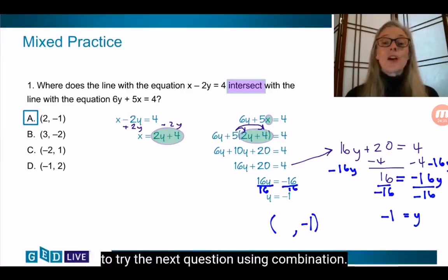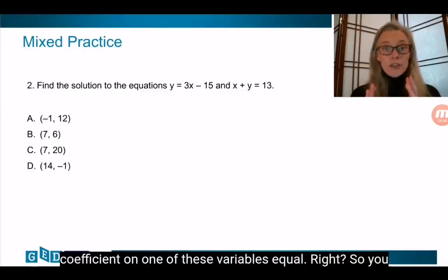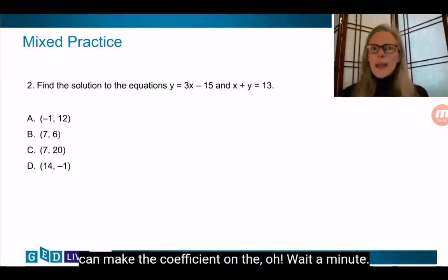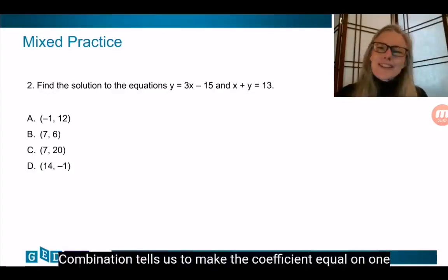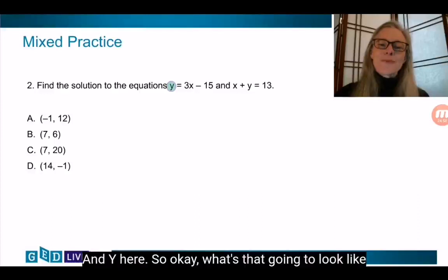Let's give you a chance to try the next question using combination. Again, with combination we want to make the coefficient on one of these variables equal. Oh, wait a minute. Combination tells us to make the coefficient equal on one of our variables, but we've already got y here and y here. So what's that going to look like when you do combination?